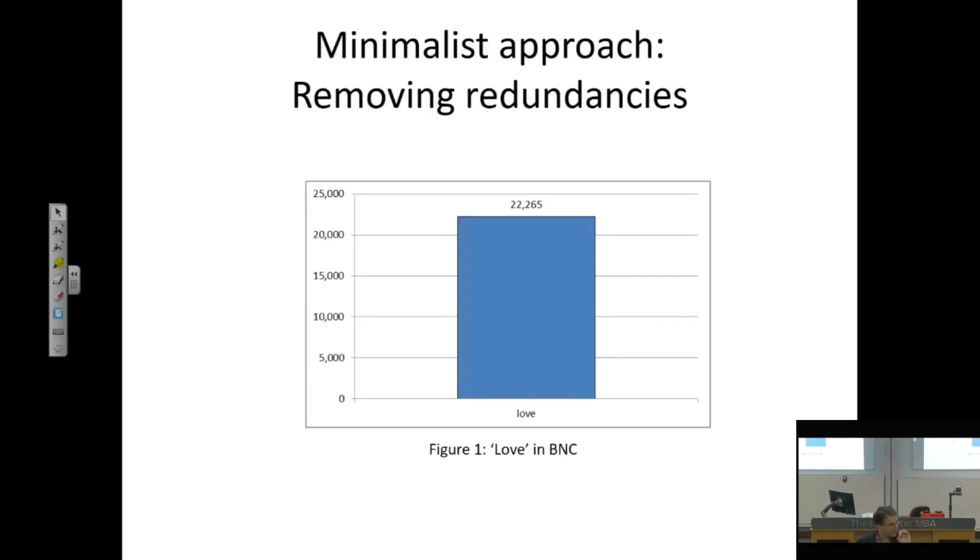So what we are really after in scientific visualization is some kind of minimalist approach, right? Remove redundancies in the data and focus on the gist. So again, I have a figure here that I produced, and that's the figure of the absolute frequencies of the word love in the British National Corpus.